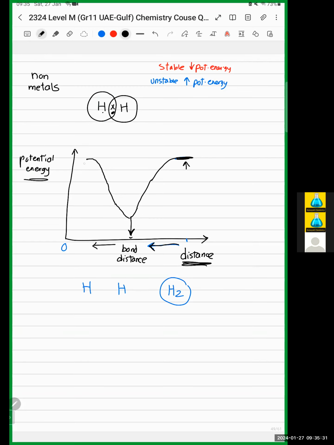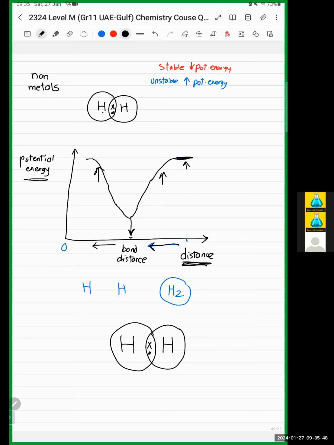So you don't want the distance to be very close or very far, because in both cases the potential energy is high and the molecule is unstable. You want them to be at the perfect distance so that they have the least potential energy between them.